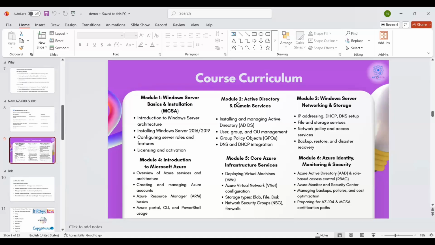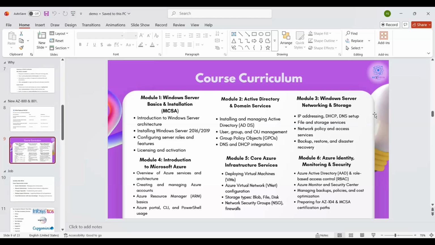So in our second module, we will learn how we can install and manage the Active Directory services. What are users, groups, OUs, and what are the different group policies, and how you can configure DNS, DHCP, and how you can manage the multiple clients from a centralized server, right? For this, we will learn about ADDS, Active Directory Domain Services, in our second module.